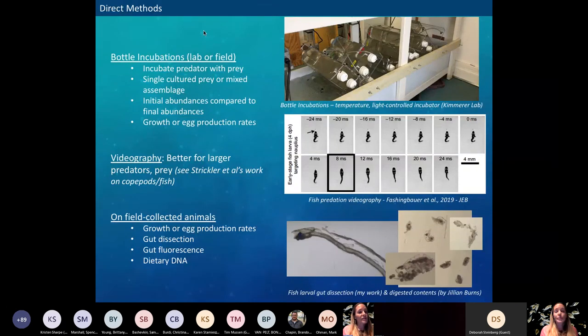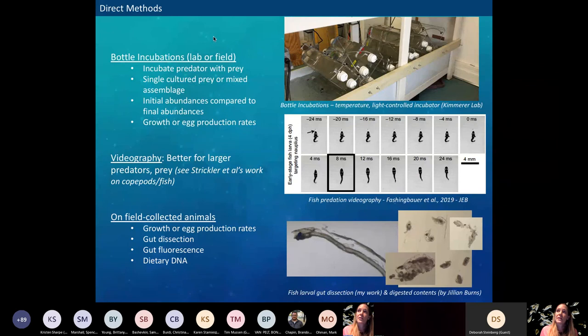Doing mixed assemblages in bottles is really tricky for reasons I'll mention later, but mostly you have a risk for trophic cascades, and it's really hard to characterize different components of the phytoplankton and zooplankton community with single methods. There's not really one good method to do that. But in these bottle incubations, you essentially compare the initial prey abundances to the abundance of them after an incubation period to figure out what was removed by the predator.